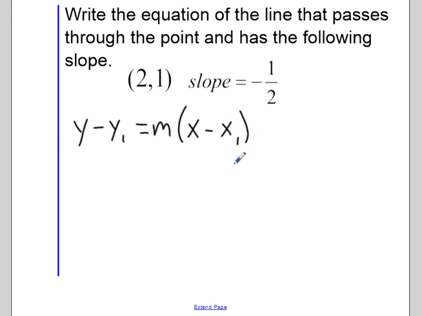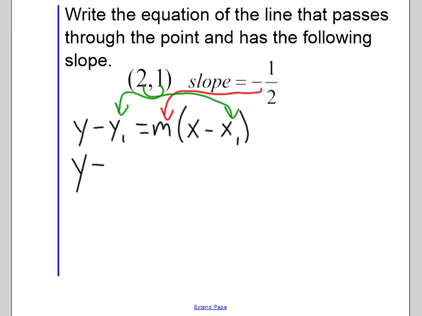x1 is found in the coordinate that's given. So it's just a matter of plugging in each of these pieces. My slope number is going to get plugged into the m spot, and my 2 will get plugged into the x1 spot, and the 1 will get plugged into the y1 spot. Let's replace each of those numbers.